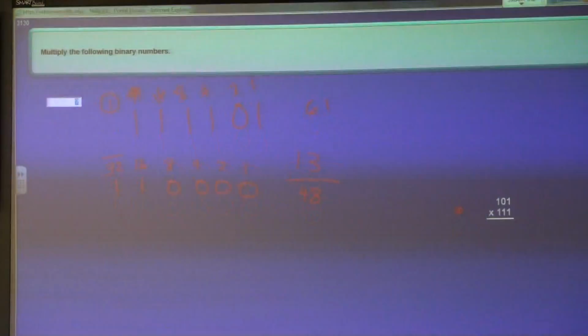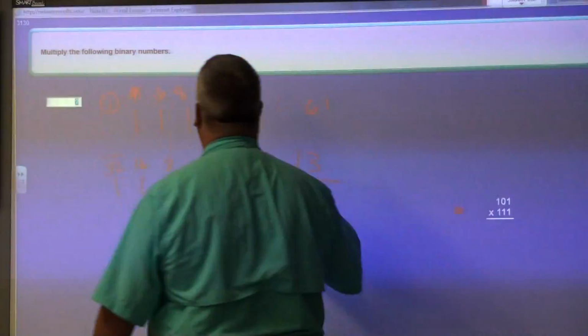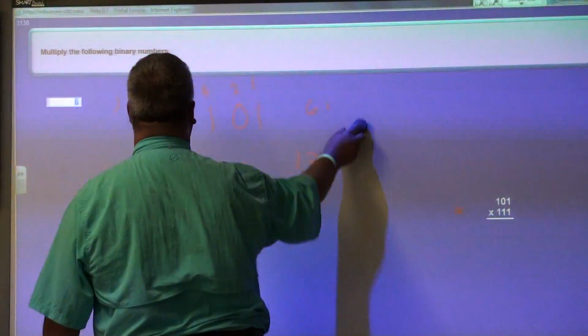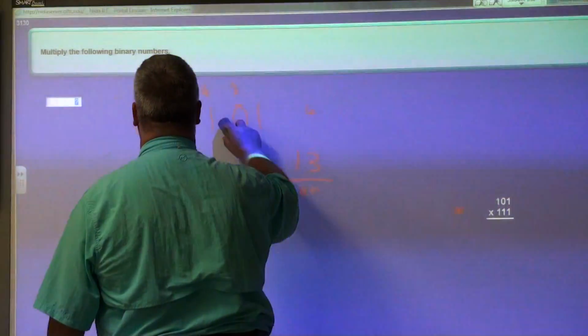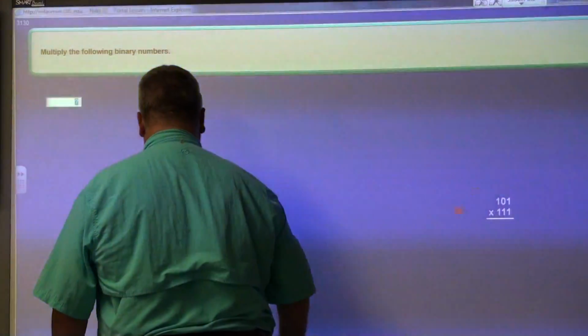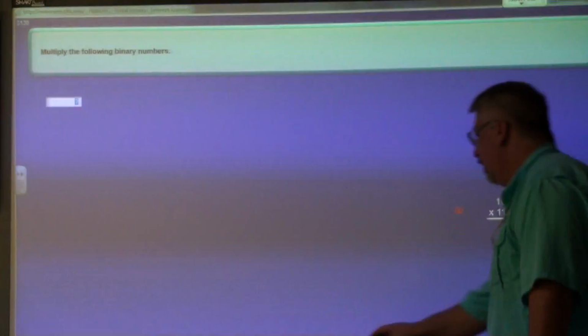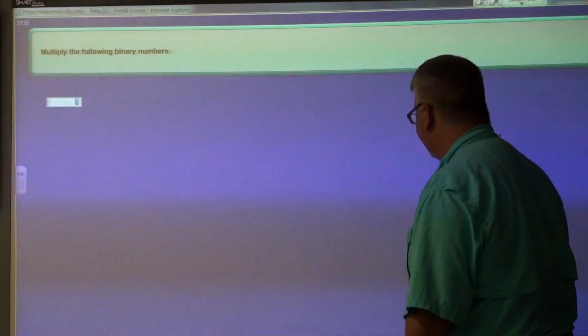Multiplication, multiply. So let's see how they do it. I've got 101 times 111. 111 is 7. 101 is 5. I know the answer is 35. So I know I won't have a 1 followed by a bunch of zeros followed by 1, 1. So let's see what they get.